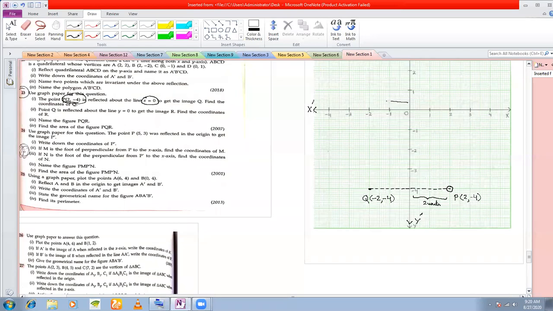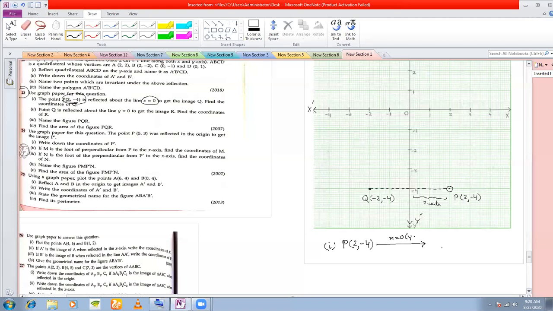Why minus 2? Because on the x-axis, in order to reach here, we move minus 2 and then we move minus 4 distance. Okay, so what you will write here is your answer to the first part of the question. In your answer sheet, you will write: P(2, -4) transforms to the point Q(-2, -4) under reflection in x = 0, or the y-axis.